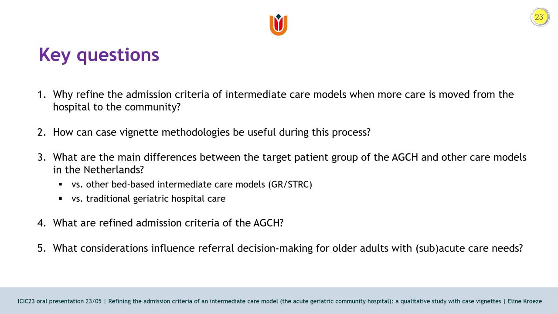And then I will explain what the main differences are between the target patient groups of the acute geriatric community hospital, so the new intermediate care model that we're researching, and other intermediate care models in the Netherlands. Those are geriatric rehabilitation and short-term residential stay. And the differences between the target group of the acute geriatric community hospital and traditional geriatric hospital care.